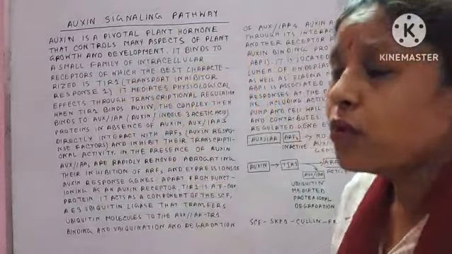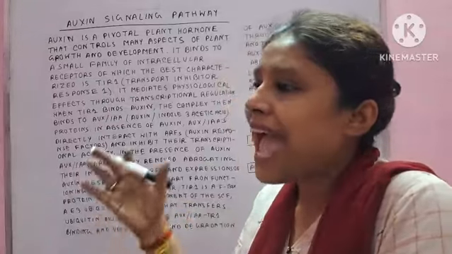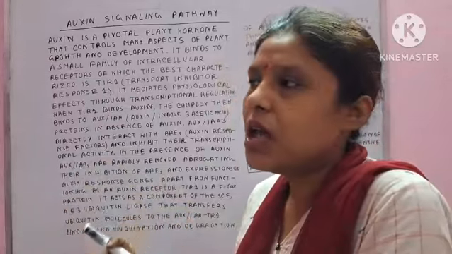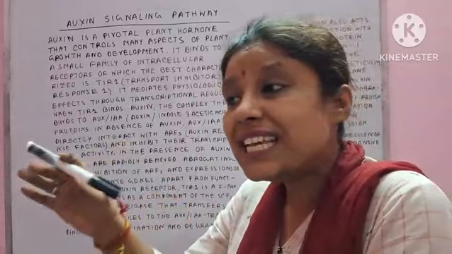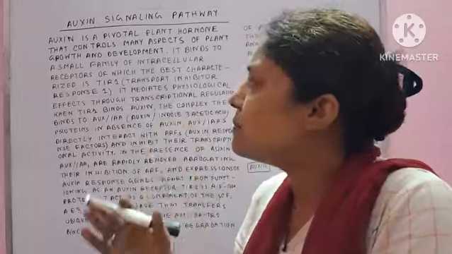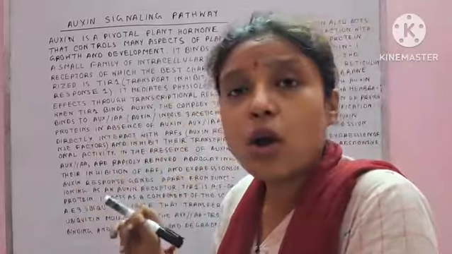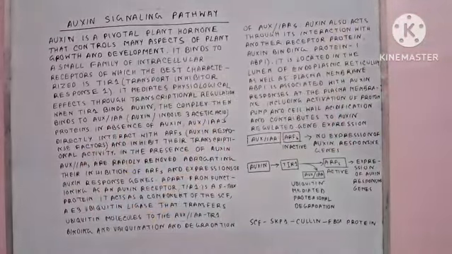Before playing its role, a hormone has to bind a receptor, which is present either in the cell wall or the cell membrane. So the receptor plays an important role in the functioning of any hormone.